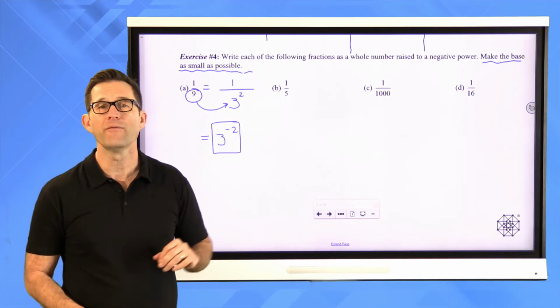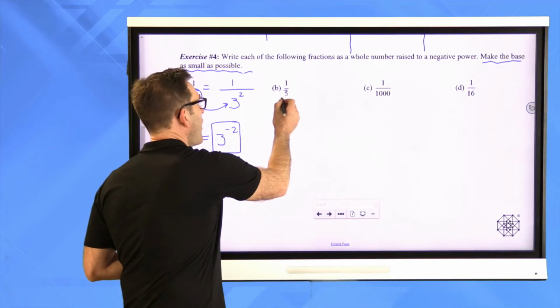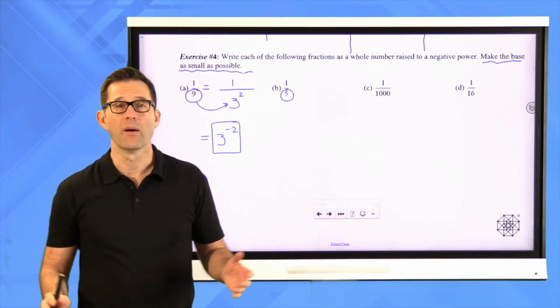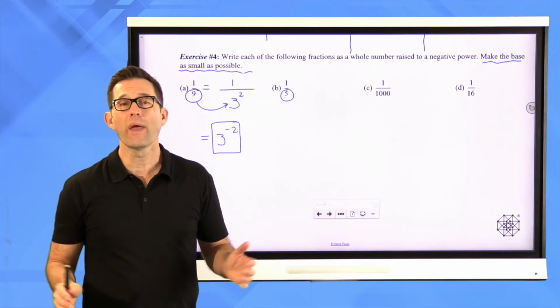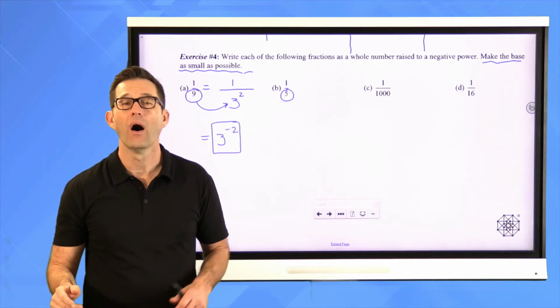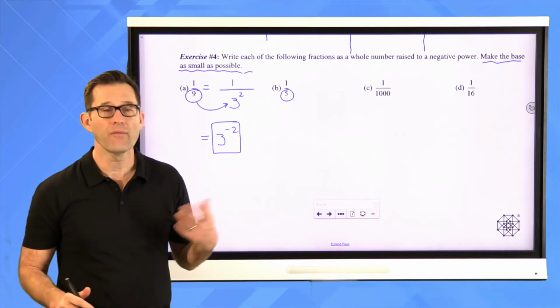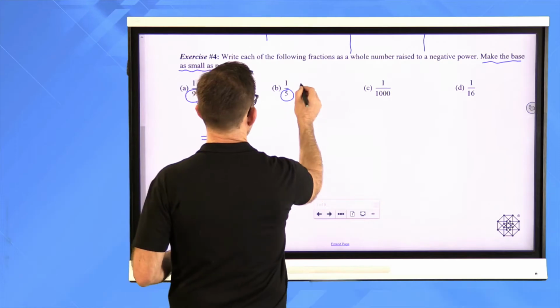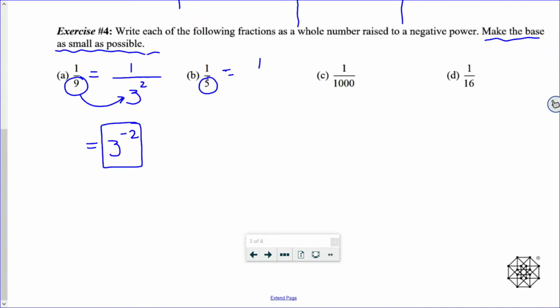Now, when I look at 1/5 and home in on the 5, 5 is a prime number. There is no way to write 5 as the power of any other whole number other than 5. So 1/5 is quite quick. That's the same as 1 over 5 to the first, and that's 5 to the minus 1.